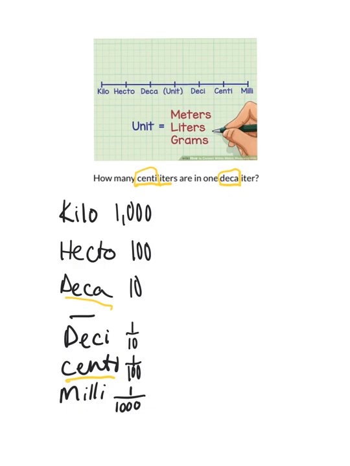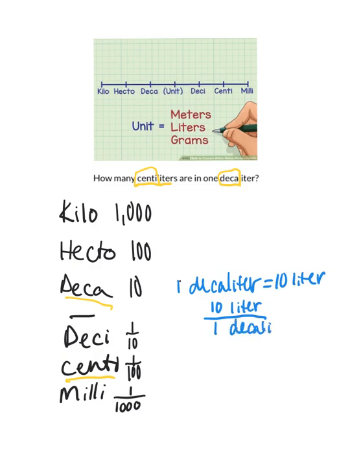You can write it out as a comparison to liters. So we would have 1 deciliter. I'll do the work in blue. 1 deciliter is equal to 10 liters. And you can write this as a ratio. So you'd write 10 liters is equal to 1 deciliter. Or for every 10 liters, we would have 1 deciliter.